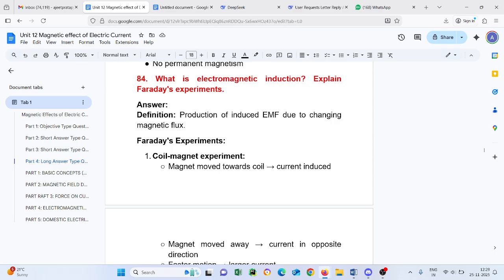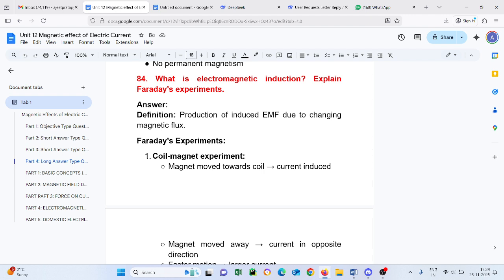Now, what is electromagnetic induction? Explain Faraday's experiments. Production of induced EMF due to a changing magnetic flux is called electromagnetic induction.